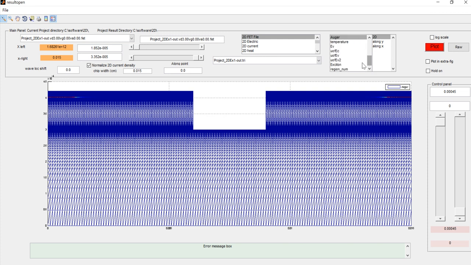The landscape is here: U of EC, U of EV, and U of EV2. These are the band landscape. Then 1 over U. Temperature, generation, trap, EFN, EFP, all have the same definition as in 1D, but the distribution is just like 2D. You can also plot along S and Y. So is everything clear?